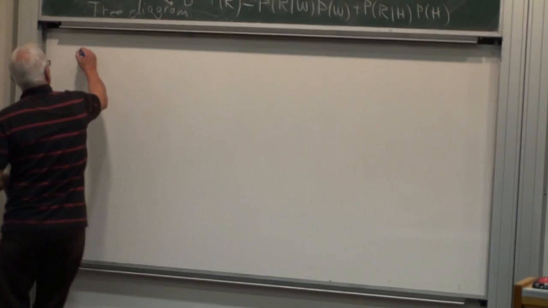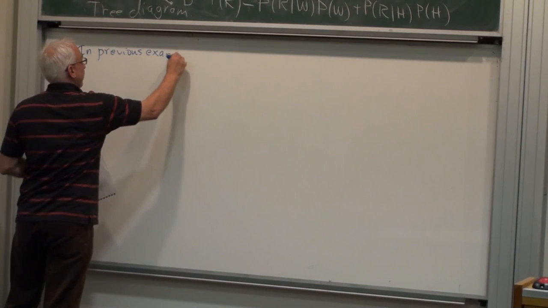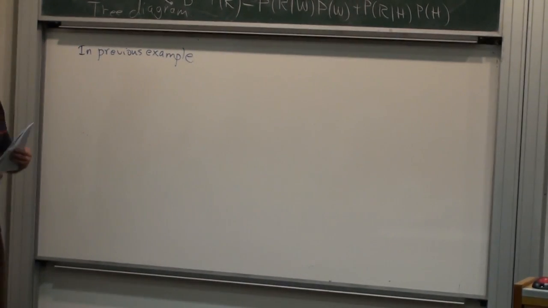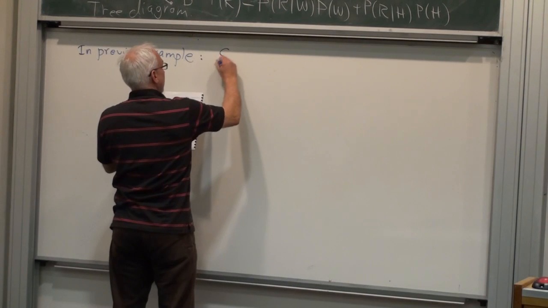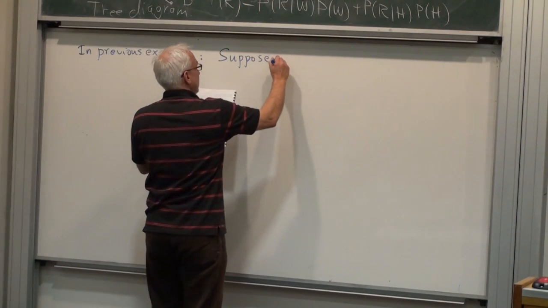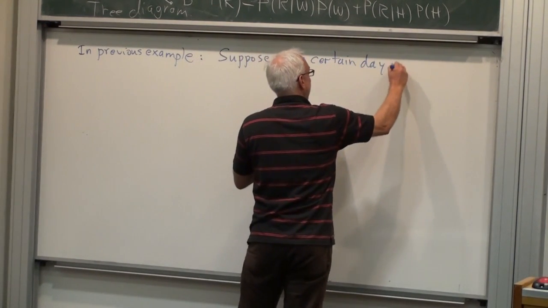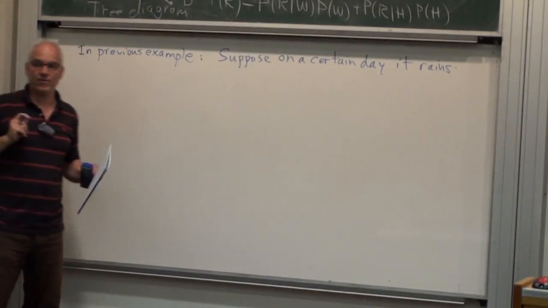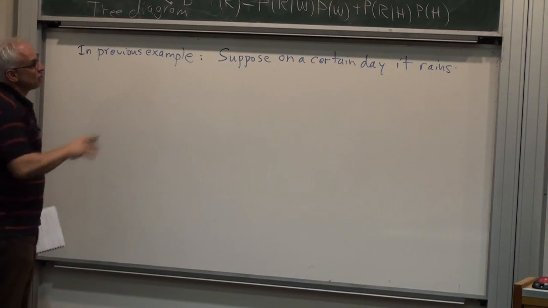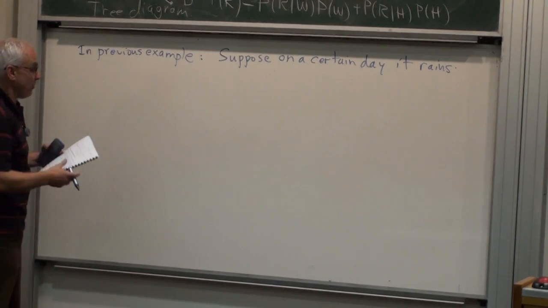So in the previous example, suppose we're interested in... suppose that on a certain day it rains. The only thing about a certain day we know is that it rains. And now what we're interested in deducing from this setup is the probability that that day happened to be, say, a weekend.